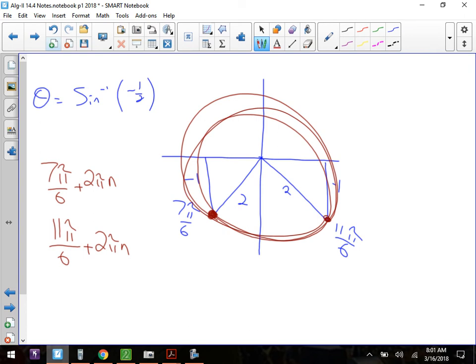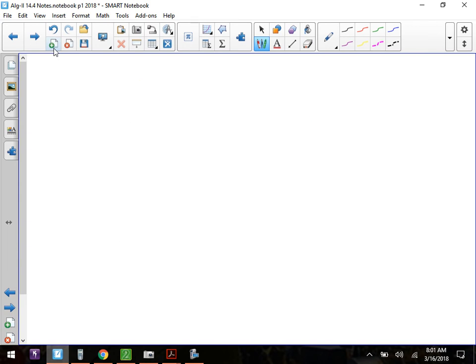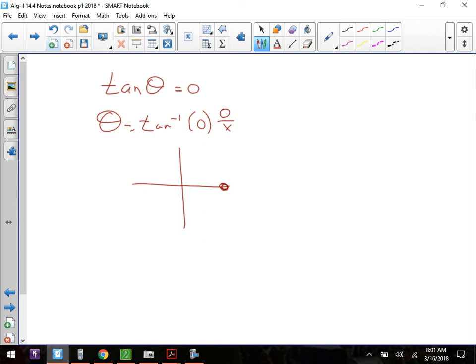For example, if I look at number 12, we wound up with the tangent of theta equaling 0. So what angle had a tangent value of 0? Well, that meant that y was 0 and x was something that wasn't 0. And we found that to be located at 0 and pi. Those were my two answers.